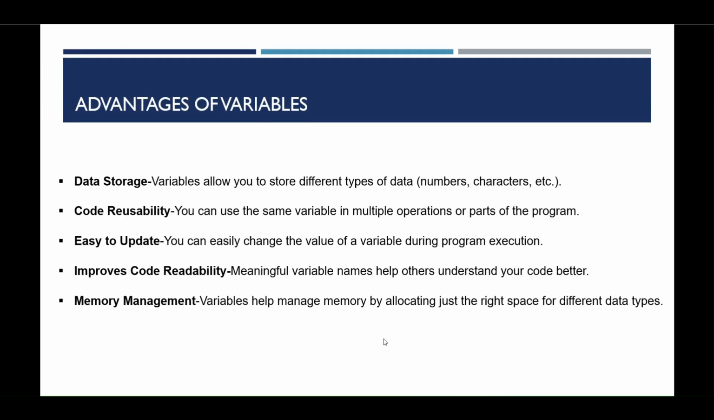Now we are going to look at the advantages of variables. We have several advantages of variables. The first one is data storage. Variables allow you to store different types of data. Then we have code reusability. You can use the same variable in multiple operations or parts of the program. And it is easy to update. You can easily change the value of a variable during program execution. It improves code readability. Meaningful variable names help others understand your code better. Then we have memory management. Variables help manage memory by allocating just the right space for different data types.